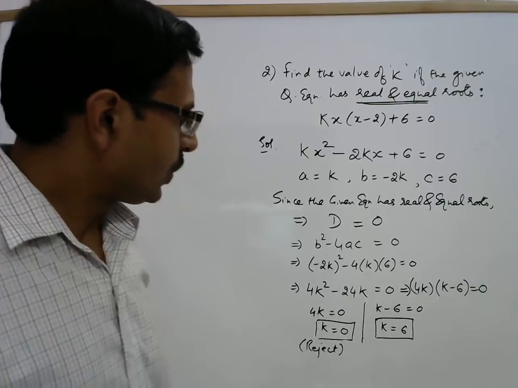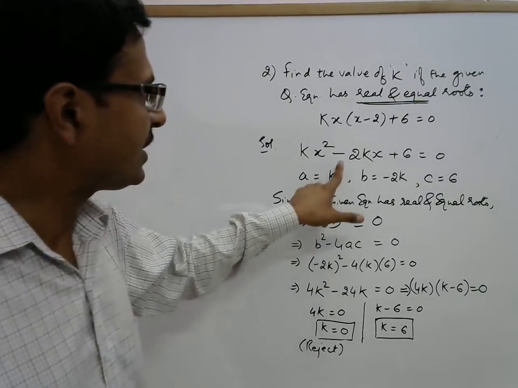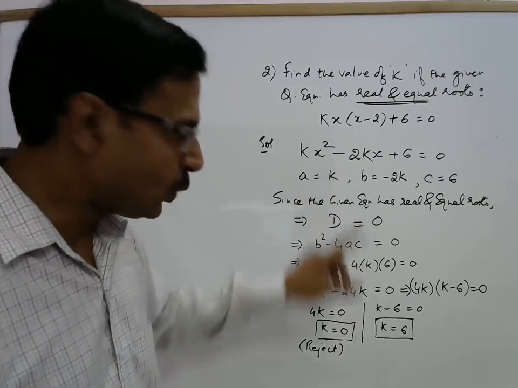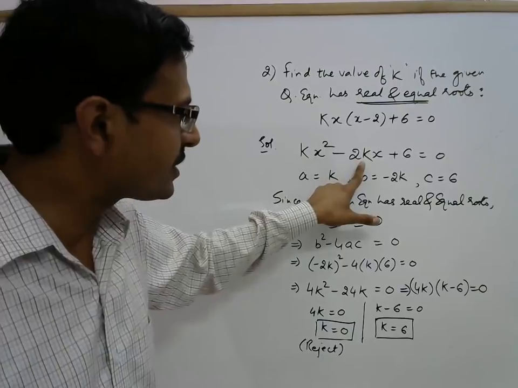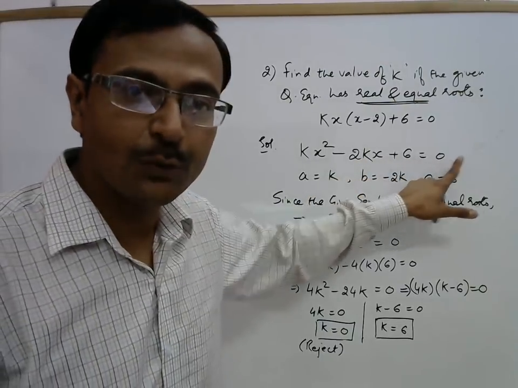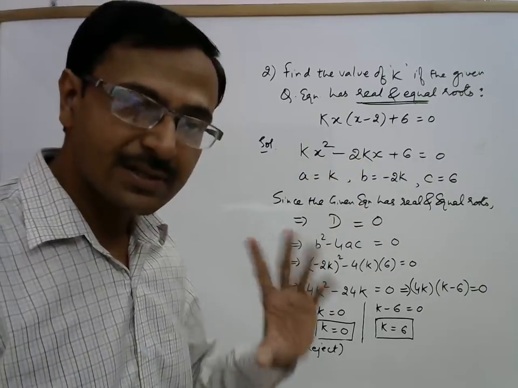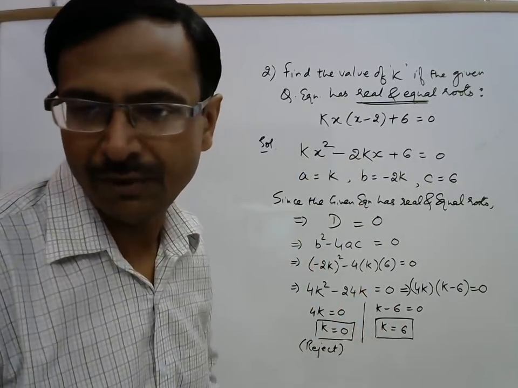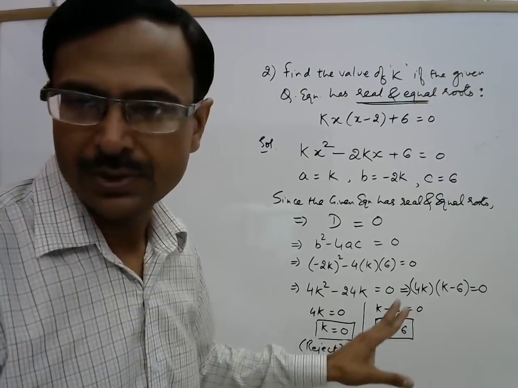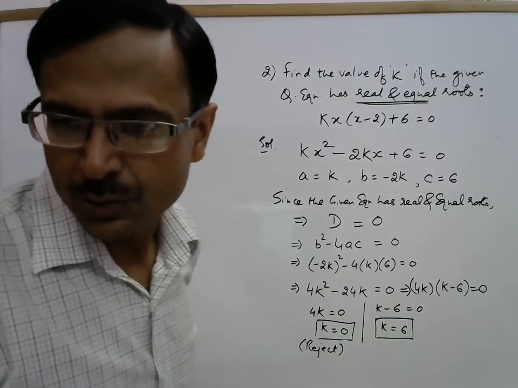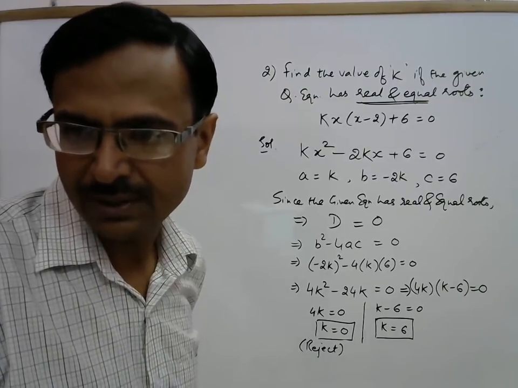Okay. So why are we rejecting this k equal to 0? Now see, this is the equation. Now suppose you have k equal to 0. Now put k equal to 0 here. These two terms become 0, and we have 6 equal to 0, which is not possible. So k equal to 0 is just not a possible value. So we have your answer as k equal to 6. So students, if you have understood it, I can give you one question for solving yourself.